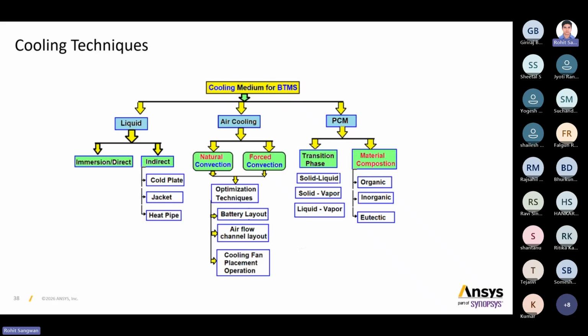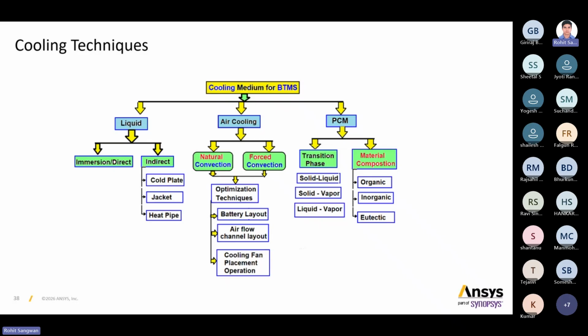Then we have indirect cooling, where I'm not keeping the liquid in contact with the batteries, but it takes heat away from the batteries with the help of cold plates, jackets, or heat pipes. So that we do with liquid cooling. Mostly in these cases, we use water as a fluid or some kind of coolant in liquid form. Then we have air cooling.